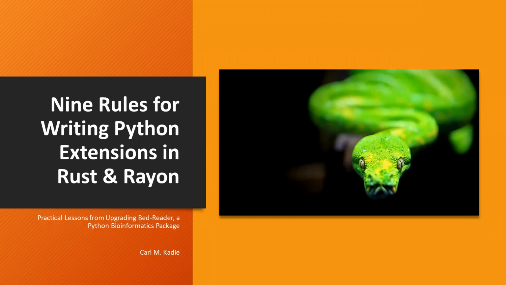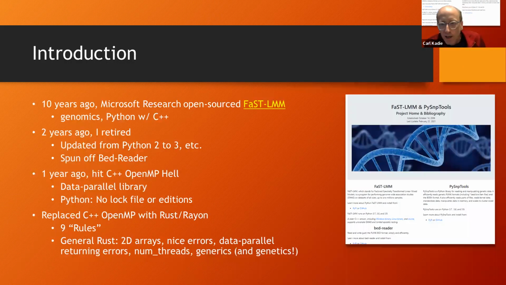Okay, so today I'm going to talk about 9 rules for writing Python extensions with Rust and Rayon. And this is something I learned when I upgraded a bioinformatics package that was using C++ and switched the C++ part to Rust. And here's kind of the story about how that happened.